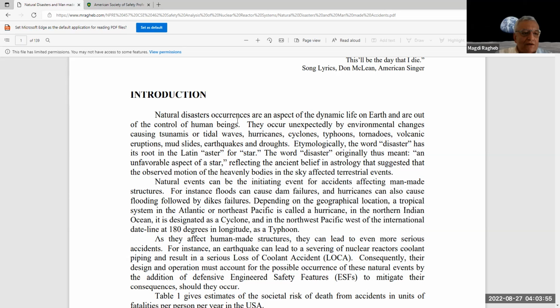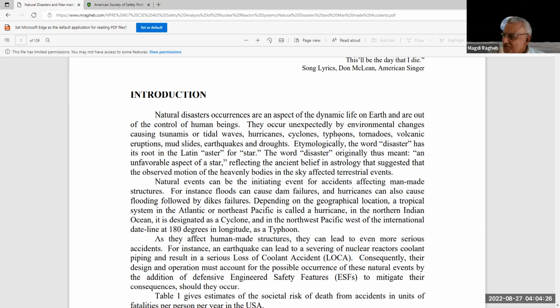Tsunami is a different name for tidal waves, of course. Tsunami is a Japanese name for harbor wave, and that's because the fishermen in Japan noticed that their harbors become targets of the tsunamis, with very, very devastating effects, as we have all seen probably on TV in the Fukushima accident. Hurricanes also cause damage to human structures, as do cyclones and typhoons.